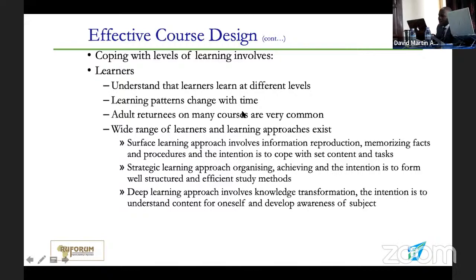You will see that the type of learners, the approach, and the methods are very closely related to each other. If you are going to deploy the surface learning approach, there is a delivery method that you use. If you are going to deploy strategic learning, there is a delivery method you use. And for deep learning also, there is a delivery method you use.